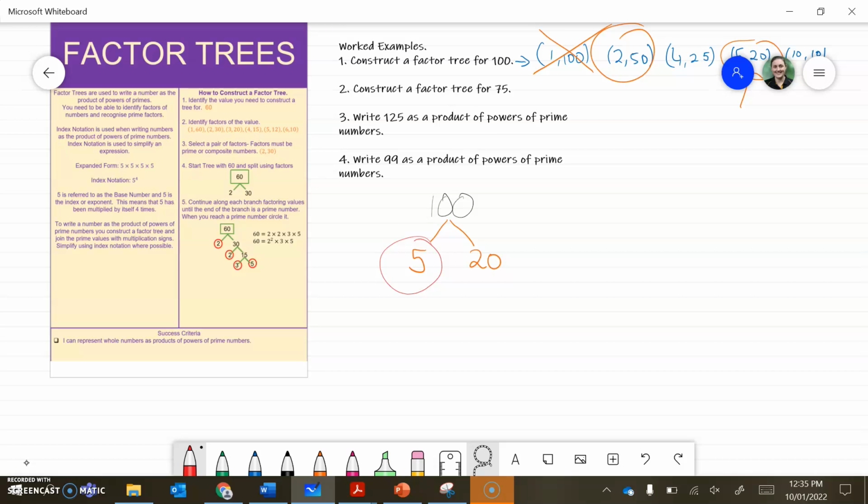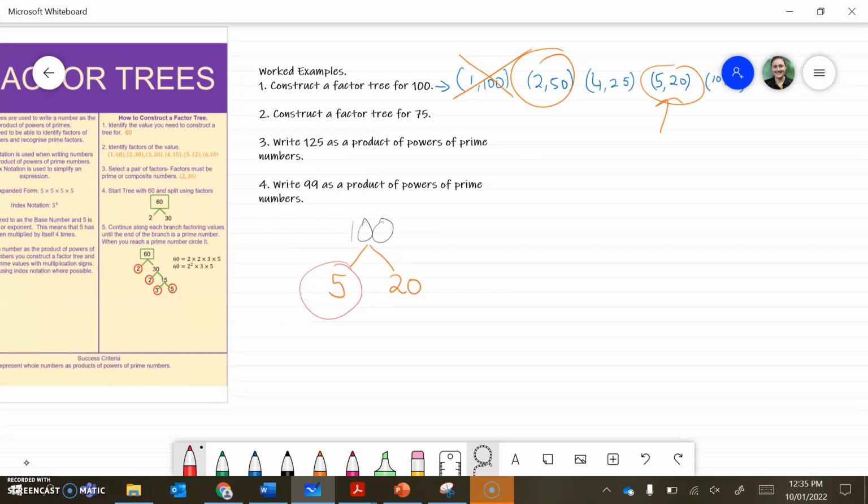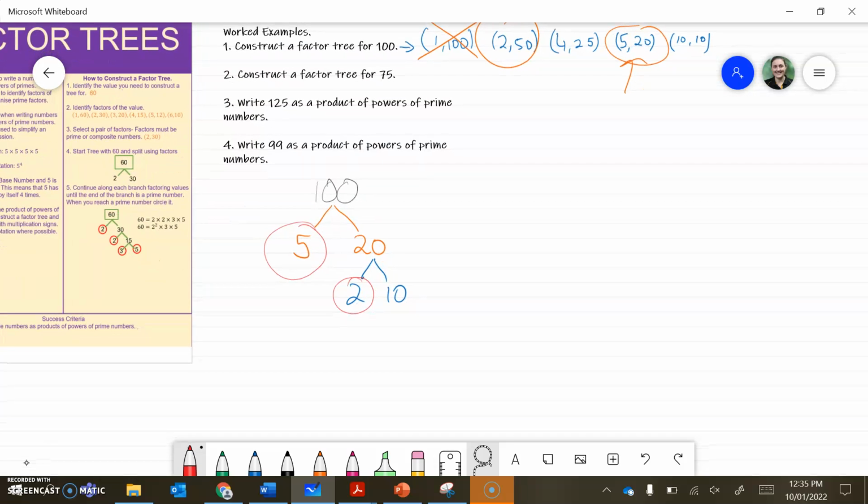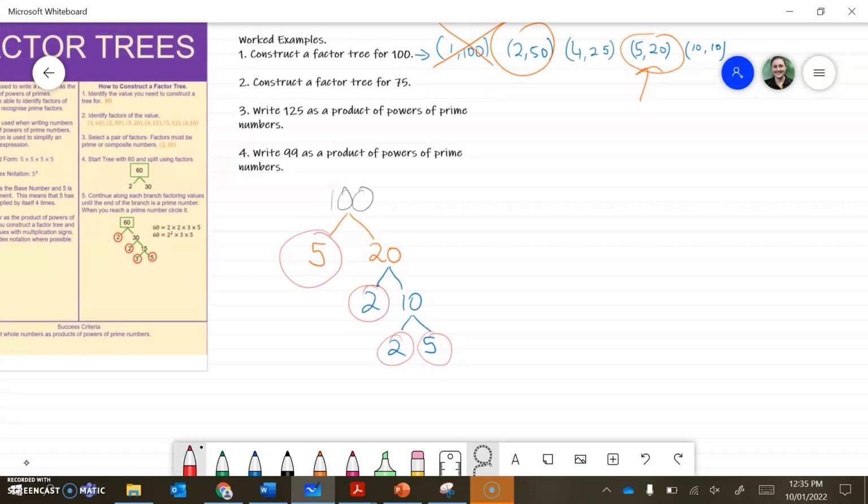I then go to 20 and I say, okay, what are factors of 20? So here I'm going to split 20 and I'm going to use 2 and 10. So 2 is prime, so I circle that, 10 is not, so we need to split it further. Factors of 10, I've got 2 and 5. 2 is prime, and so is 5. So there we go, our factor tree is now complete because we've gotten all the way down to all prime values.